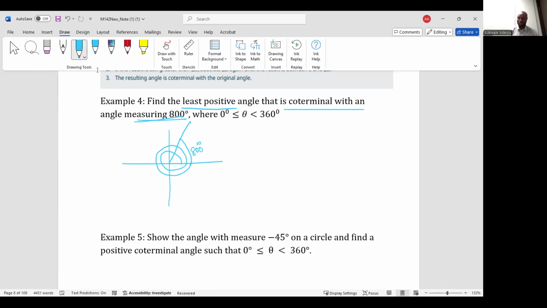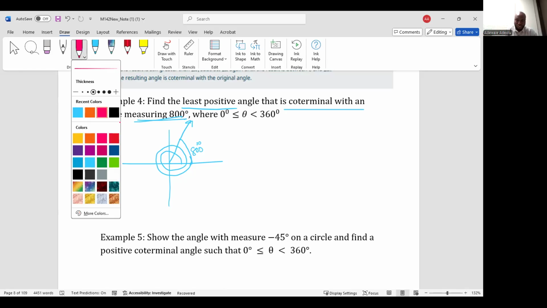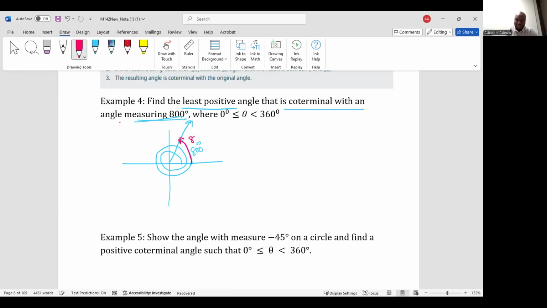We have 800 degrees. Now, the question is to find the least positive angle that is coterminal with 800 degrees. So we will see that from here to here is 80 degrees. So we will claim that 80 degrees is coterminal with 800 degrees. Yes, so that is our claim.